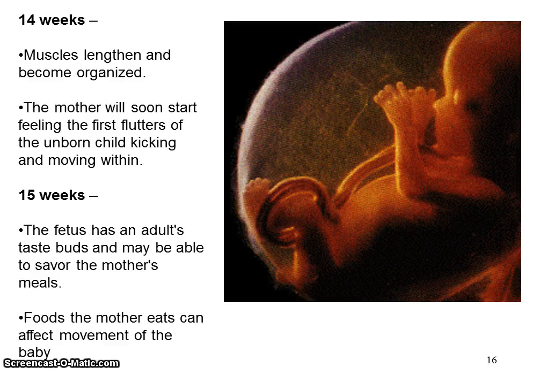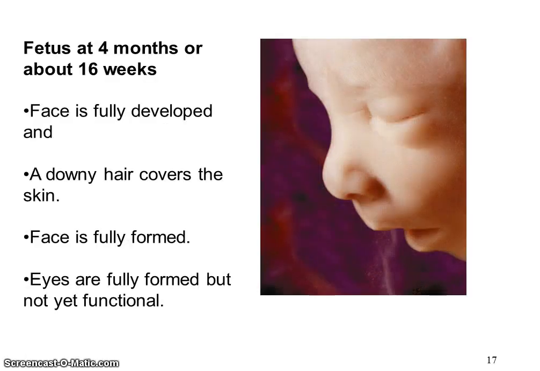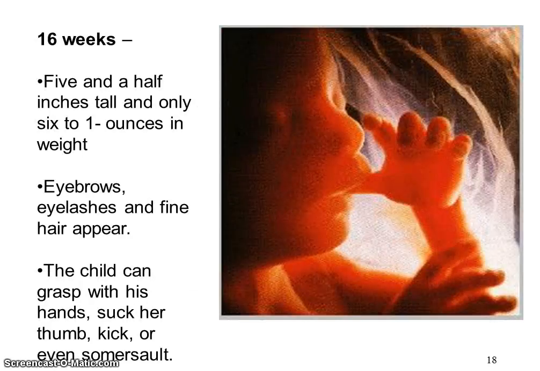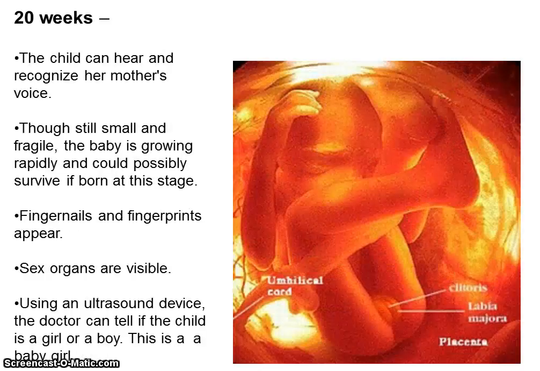So some women can't eat dairy when they're pregnant because it upsets their baby, or they can't eat meat because it upsets their baby. Again, that's traveling through the placenta. At 4 months, which is about 16 weeks, the face is fully formed. You can see the eyes are formed, but they're not yet functional, so they are closed at that point in time. At 16 weeks, the baby is about 5.5 inches tall, again, very small, but the child is definitely moving.